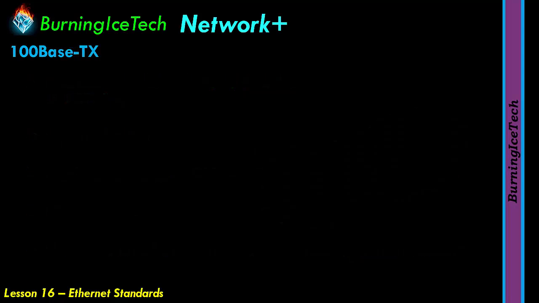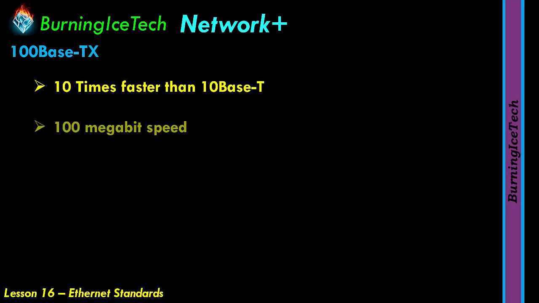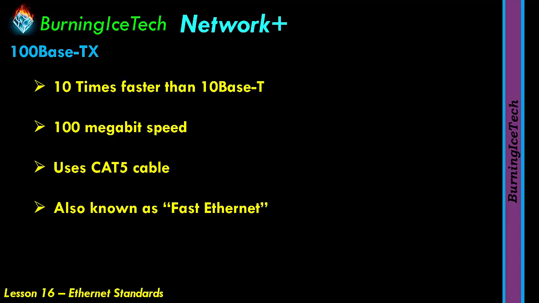Next up, we've got 100BASE-TX. This one, folks, is 10 times faster than the previous 10BASE-T that we spoke of. It has a speed of 100 megabits per second. It makes use of Cat5 cable, which stands for category 5, obviously. The 100BASE-TX is also known as Fast Ethernet because of how much faster it is compared to, for example, the 10BASE-T cable we spoke of. Funny thing is, this is probably one of the slowest connections you'll get today, but obviously this wasn't always the case when they made this cable back in the day.